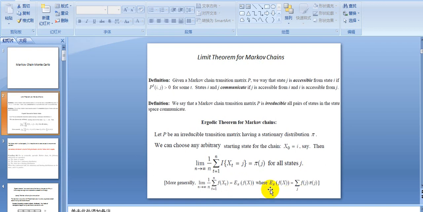Okay, for example, how do we calculate that? You see, this expectation just equals the summation of the function f of j times its corresponding probability in the stationary distribution, and then you take the summation over all the possible j. So this is the most important theorem that we're going to make use of in our MCMC.